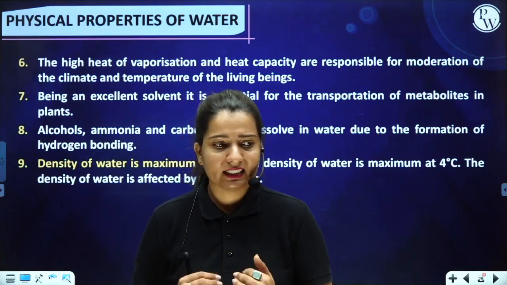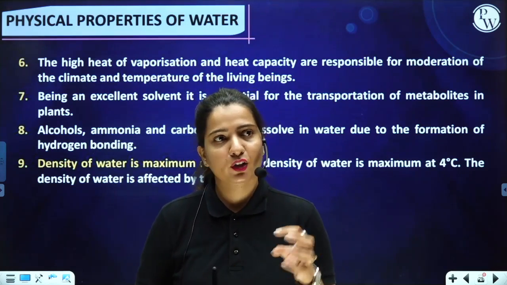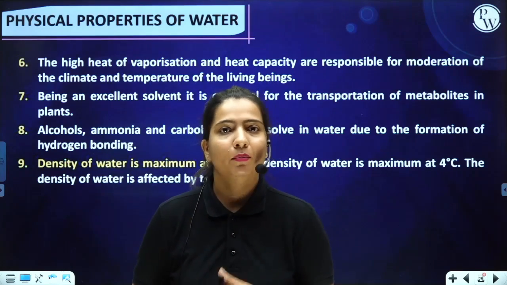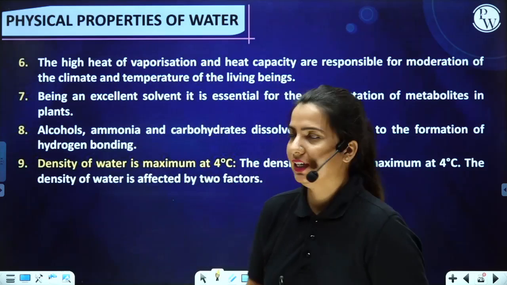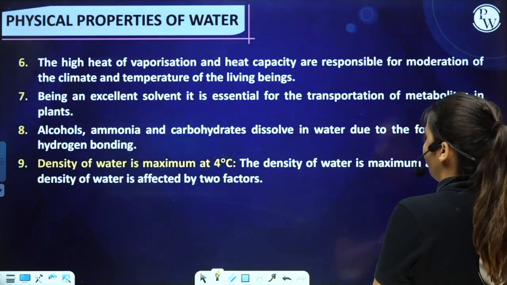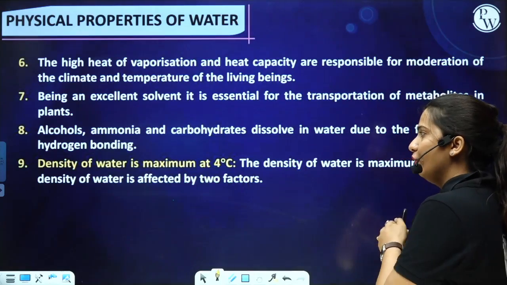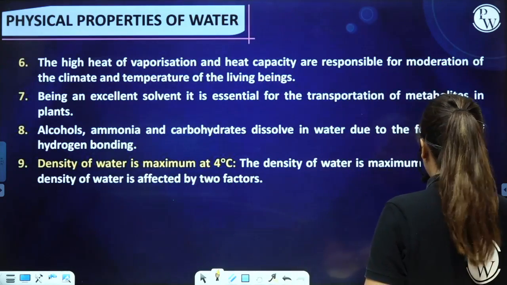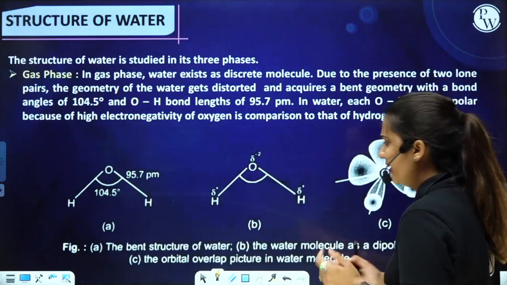Viscosity decreases the movement of the ions. If you dissolve something, the ions will move into the solvent. They will not be able to move freely because of the high viscosity of the solvent. Okay. Now, alcohols, ammonia and carbohydrates dissolve in water due to the formation of hydrogen bonding. Density of water is maximum at 4 degrees Celsius. That also I will explain to you. Now, let's discuss the gas phase.